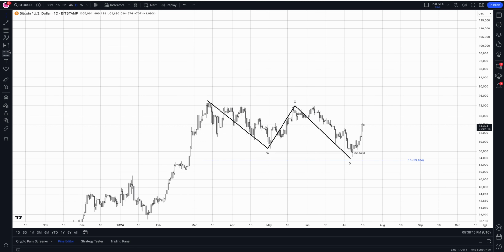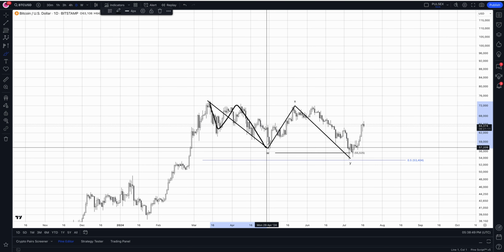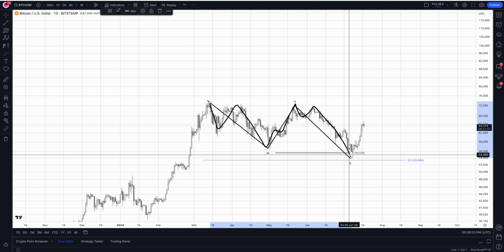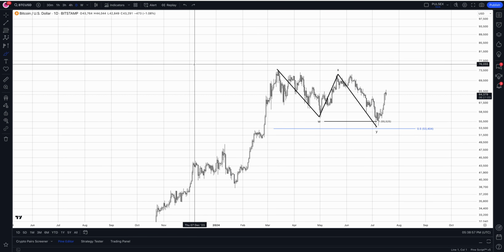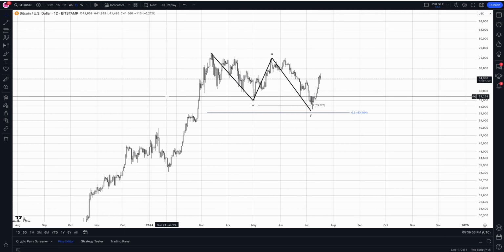Okay, so we have a 3-wave move in your W, 3-wave move in your X, and then a 3-wave move in your Y wave. So the WXY is the same thing as an ABC correction. The only difference is that you have 3 subwaves within each macro wave.